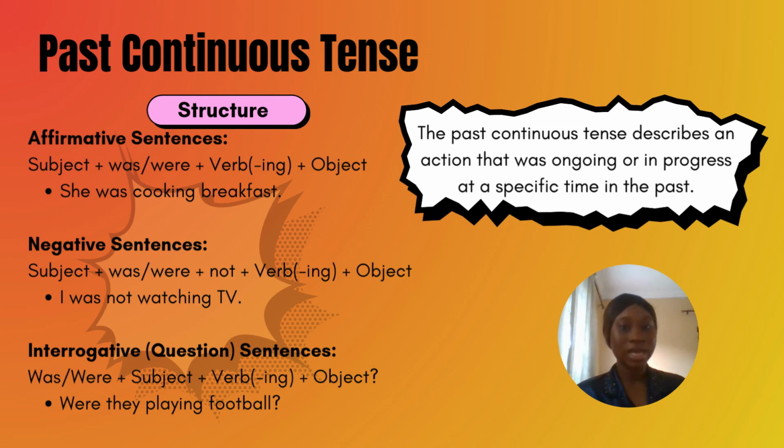Then also for negative sentences, that's sentences that have not. Again, you have your subjects, you have was or were, then you see not, plus your verb that ends with ing. So while my sister was cooking breakfast, I was not watching TV. So my sister was cooking breakfast, but me, I was not watching TV, I was doing something else.